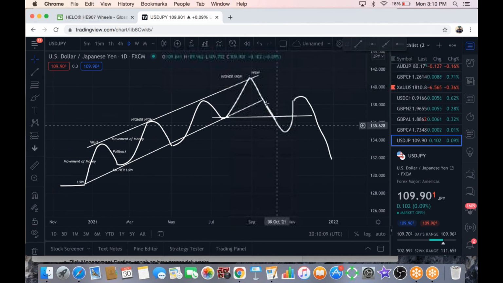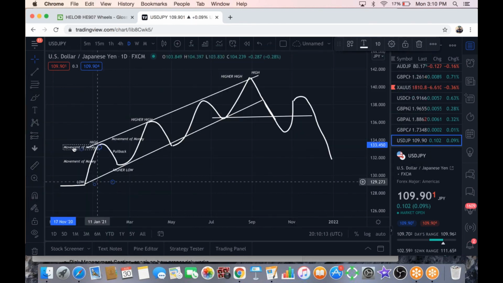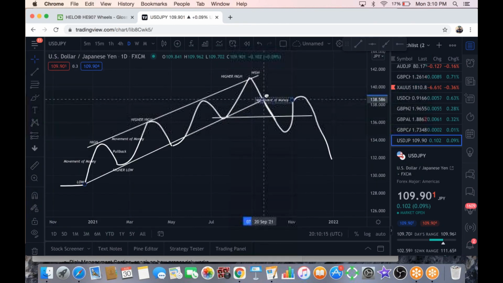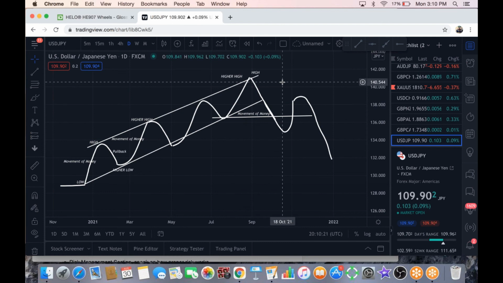And we have this push down. Now, what do you think this is right here? If you haven't figured it out yet, that is the movement of money. This is the movement of money. This little guy right here, I'll try to put it right there so you can see that properly. That's the movement of money.